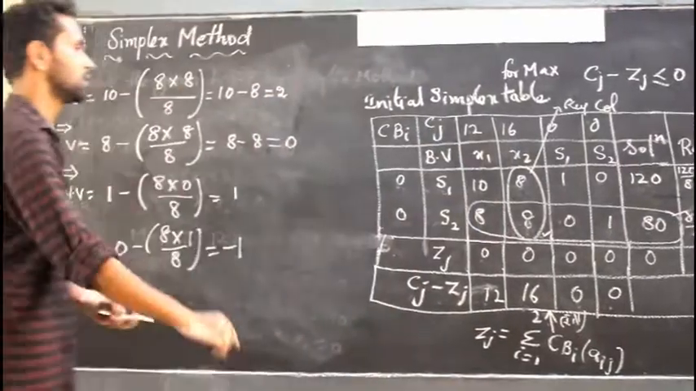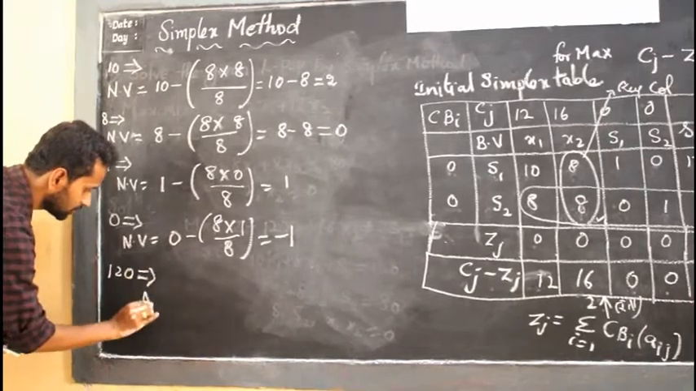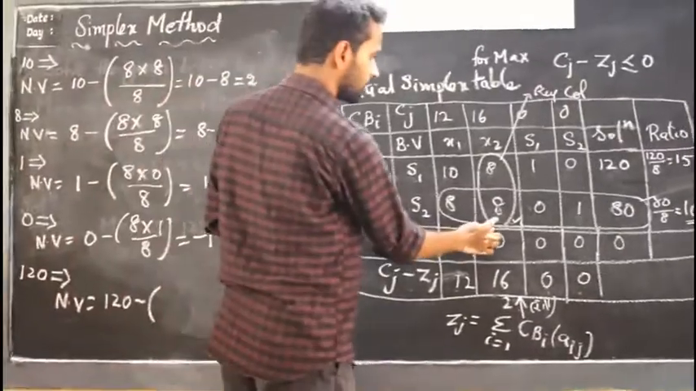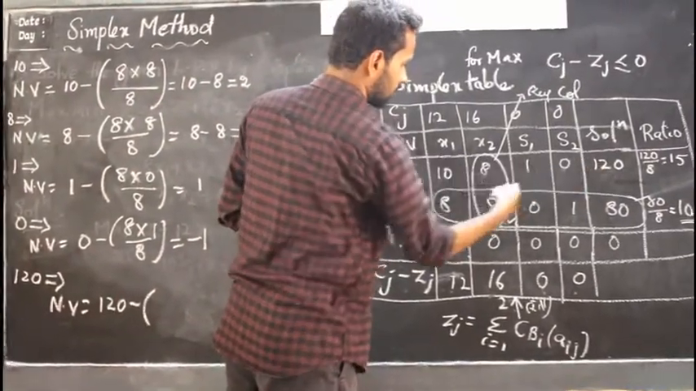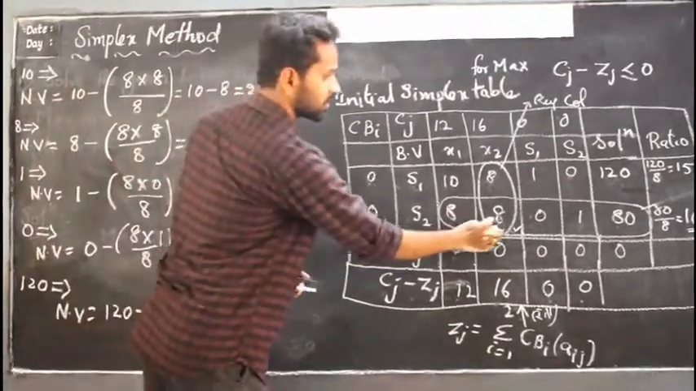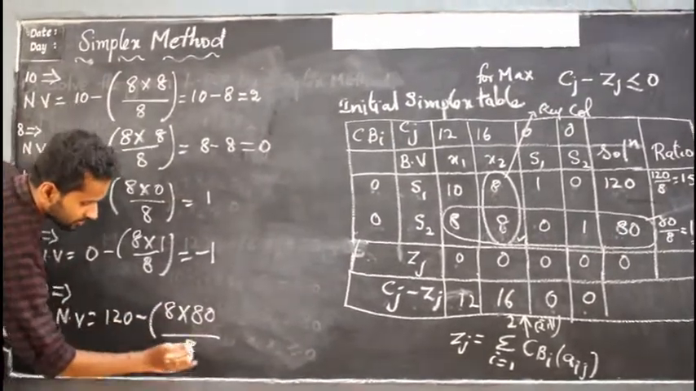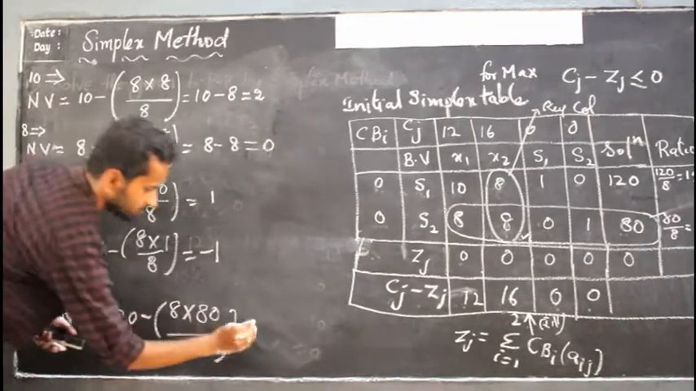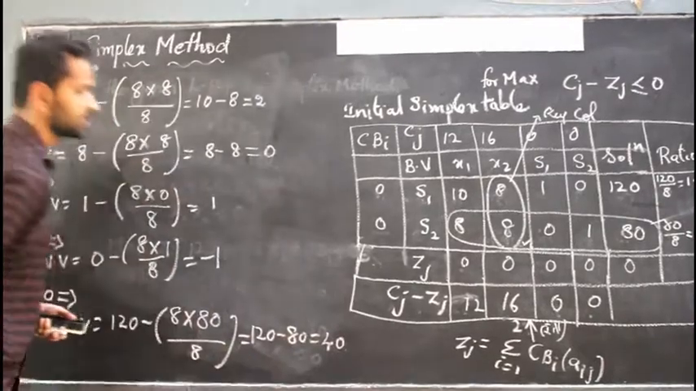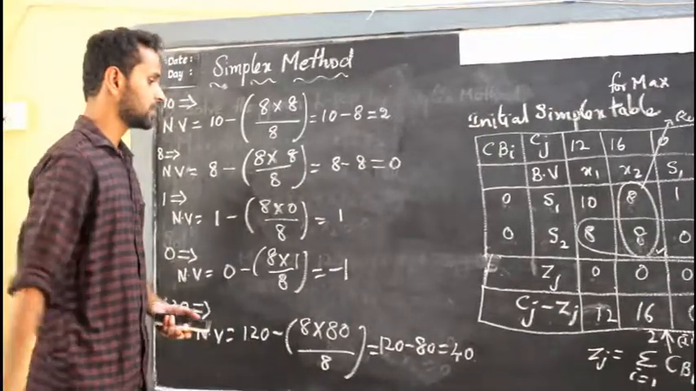When I go for 120, look at it. For one particular value, 120, the new value equals the old value, 120, minus the key column value. The key column value for 120 is 8, into the key row value, which is 80. So this becomes 80 divided by 8. This becomes 120 minus 80, which becomes 40. You get that? So 120 minus 80 will be 40.